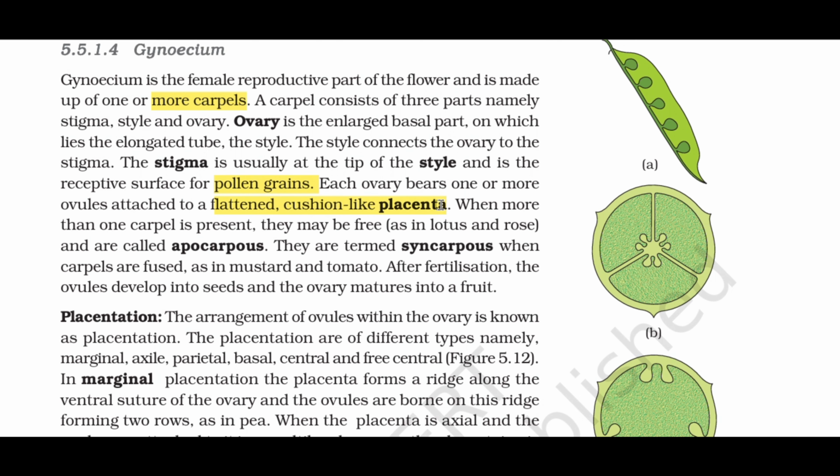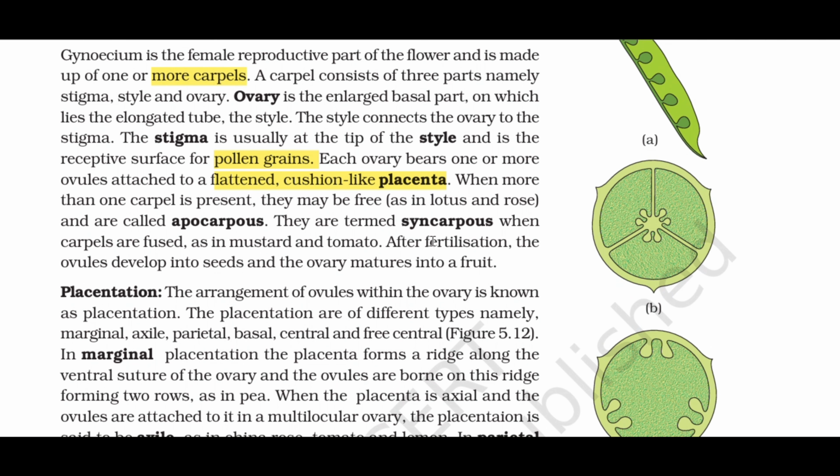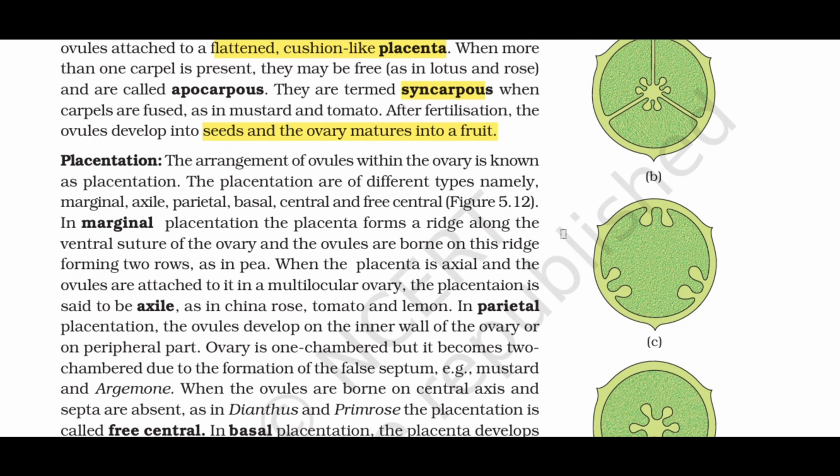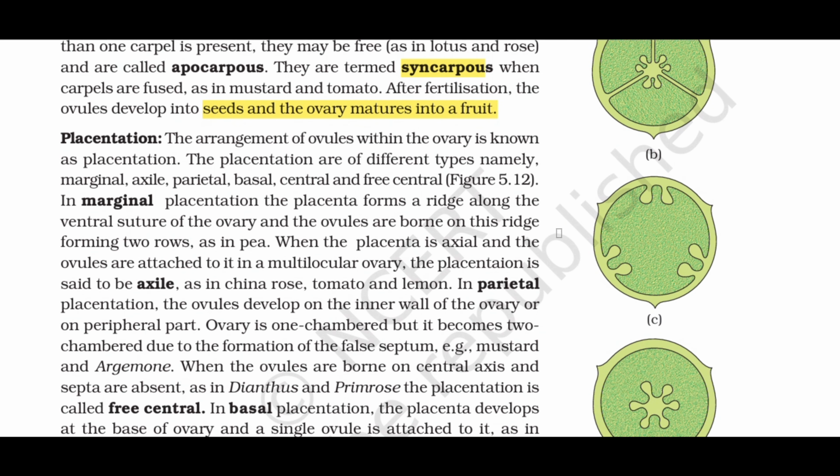When more than 1 carpel is present, they may be free, as in lotus and rose, and are called apocarpous. They are termed syncarpous when carpels are fused, as in mustard and tomato. After fertilization, the ovules develop into seeds and the ovary matures into a fruit. Placentation. The arrangement of ovules within the ovary is known as placentation. The placentation are of different types, namely marginal, axile, parietal, basal, central and free central, figure 5.12.